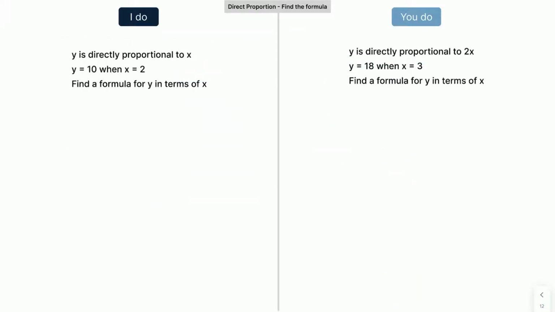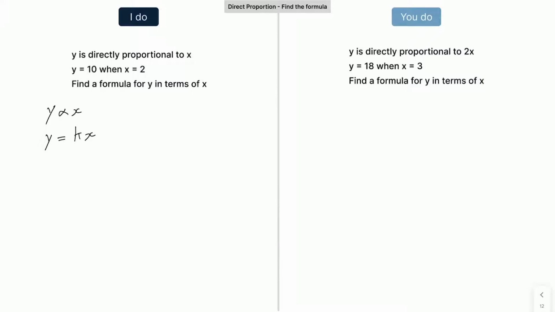So moving on, we're now going to look at questions like this. Here we've been given that y is directly proportional to x on the first line, so we can straight away see that. Then we're told that y is equal to 10 when x is 2. Find a formula for y in terms of x. So we're going to carry on as we've done at the start. First we're going to write an equation for this. We're just going to replace the proportionality symbol with an equals, a constant k and x.